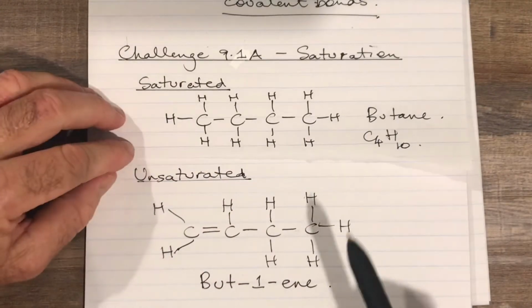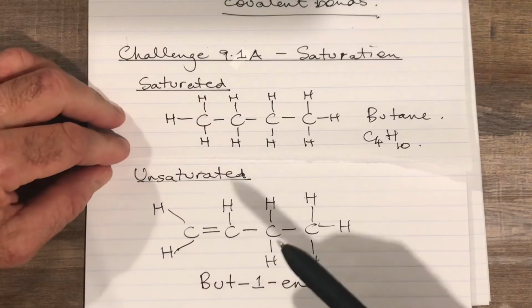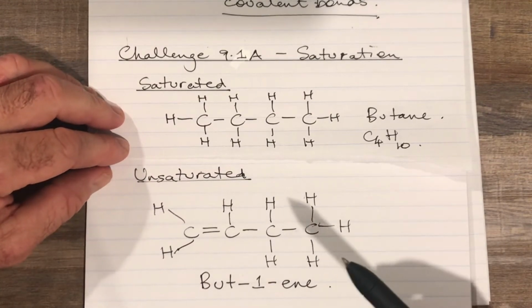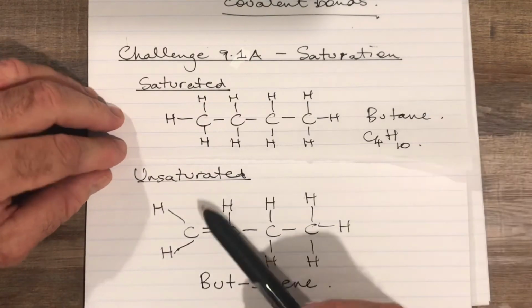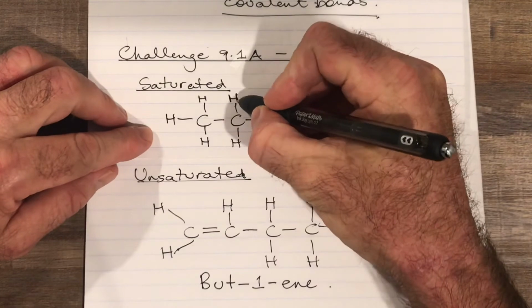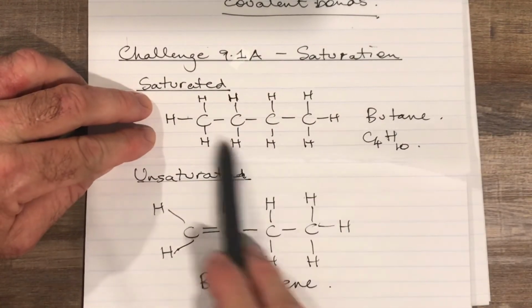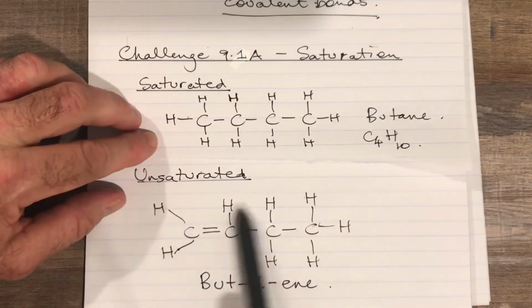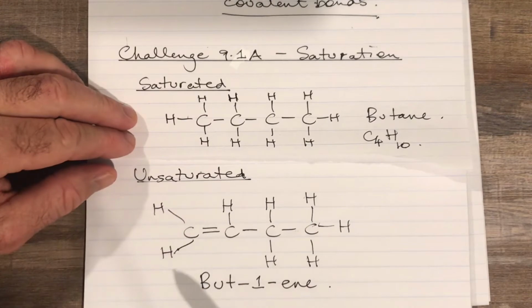Well, you might have heard the term saturated and unsaturated fats in relation to the types of oils that you have in your diet. Well, you come across the same term, saturated and unsaturated, in organic chemistry when talking about hydrocarbons. Here's an example of a saturated hydrocarbon here and an unsaturated hydrocarbon here. What do you think the difference is?